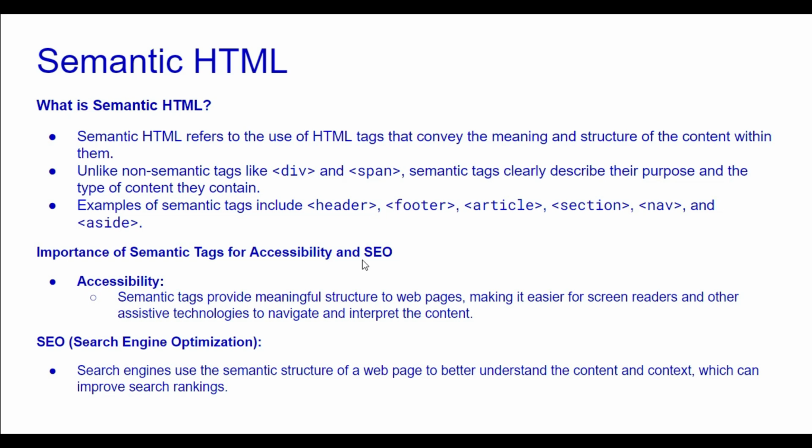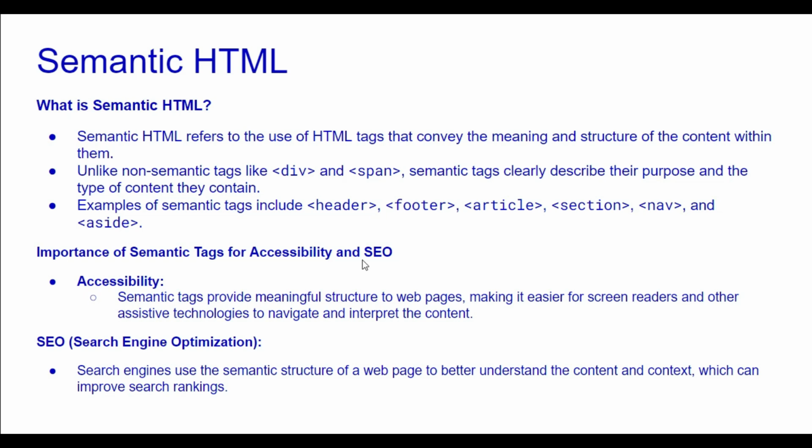Now for SEO, search engine optimization, search engines use the semantic structure of a web page to better understand the content and context, which can improve search ranking. So semantic tags help search engines identify important parts of the content, such as the navigation and main articles, which can enhance the page relevance and visibility in search results. So now let's look at an example of how to actually use these.